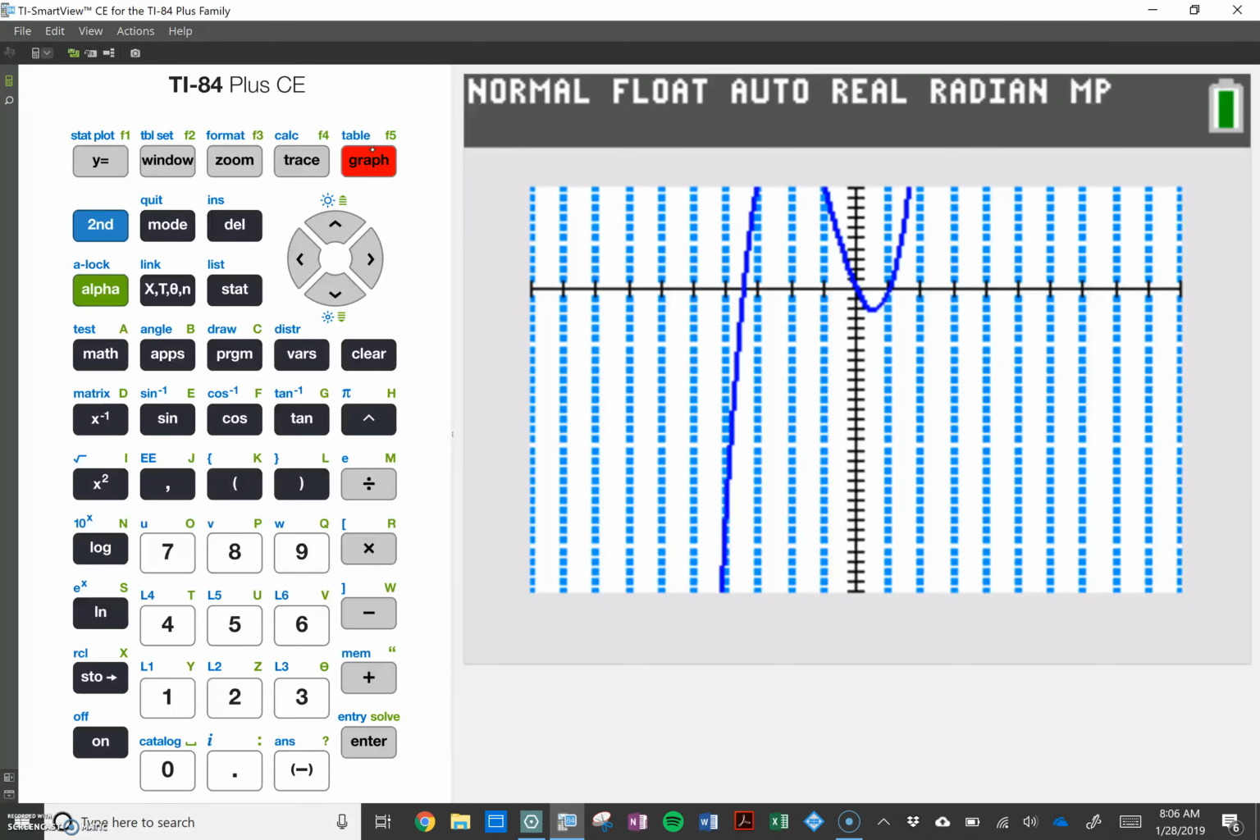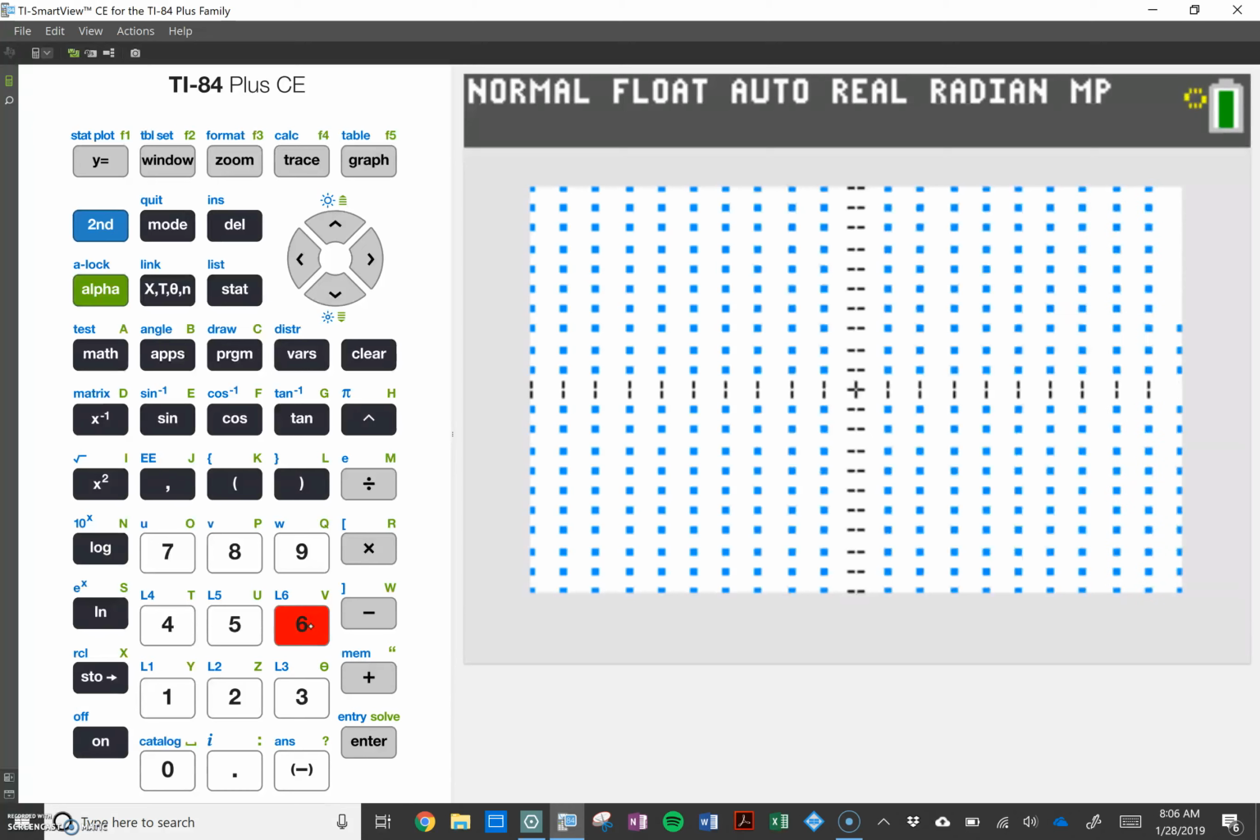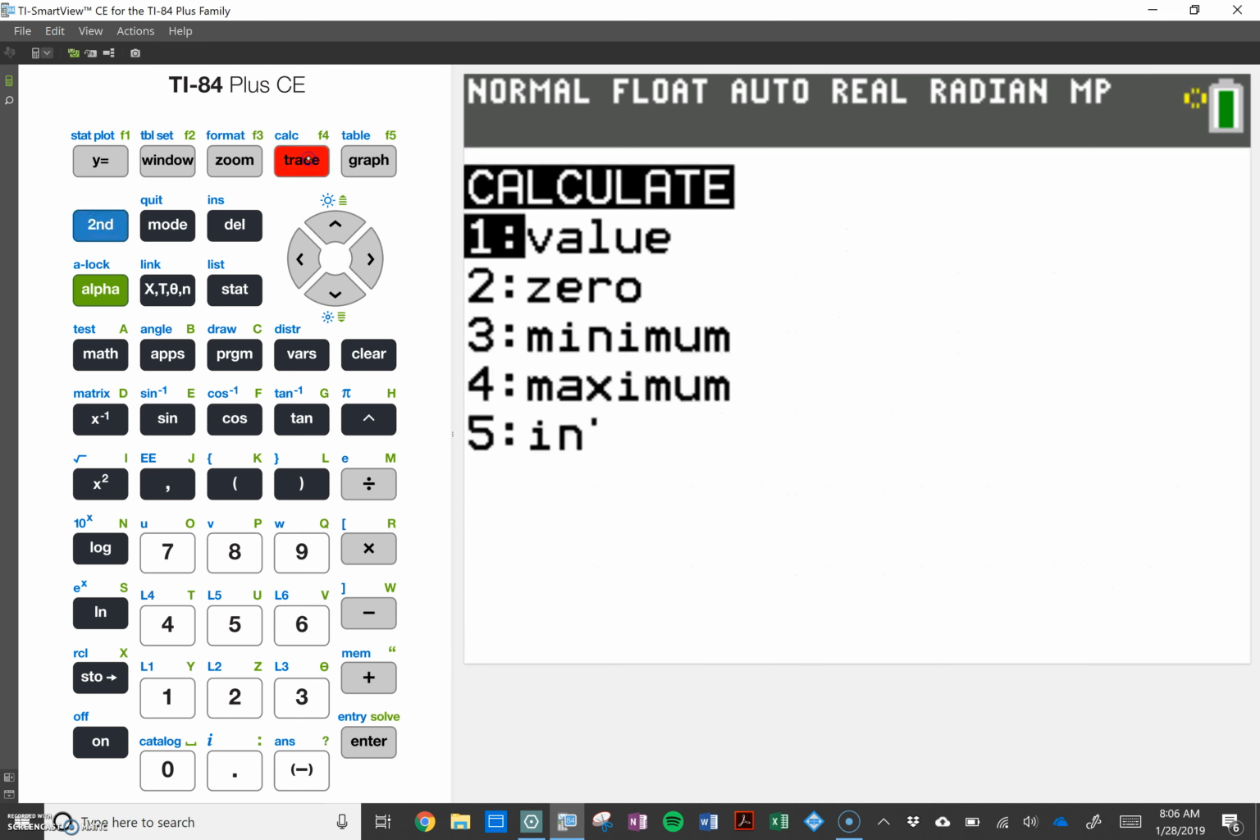And you'll notice the graph goes above the value of 10. And so I'm going to go back to a zoom 6, which is my normal values, to get a good idea of what it looks like within my bracket. I'm only concerned now with the 3 values where it crosses the x-axis. And so I'm going to go second calc.